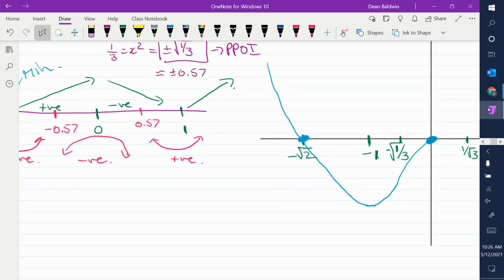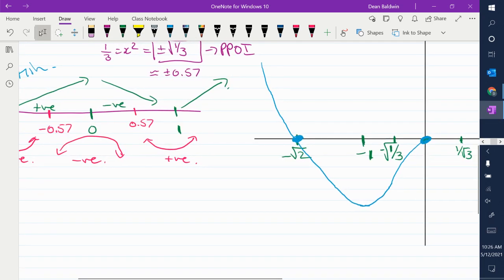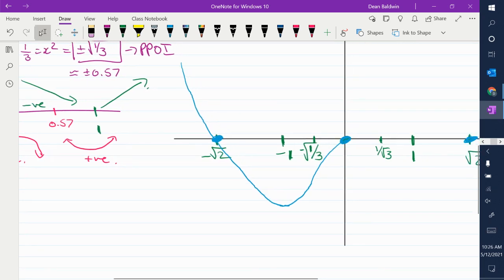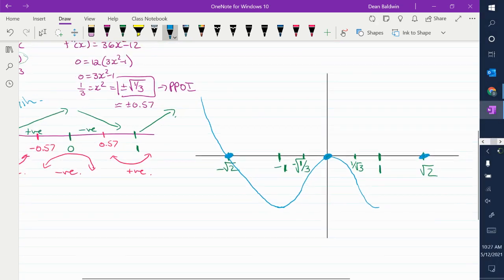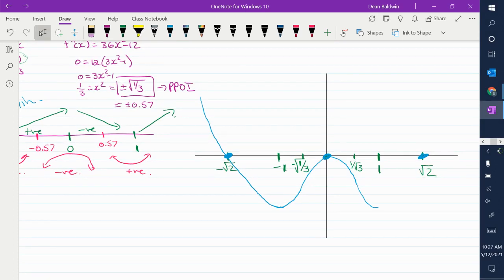At 0, it starts to decrease, but it's still concave down all the way to this 1 over root 3. So concave down. And then at there, it switches to concave up. Whoa, it's a bad drawing. And then at 1, we have a min again, and it starts to increase, and it's concave up all the way, and it has to go through root 2.